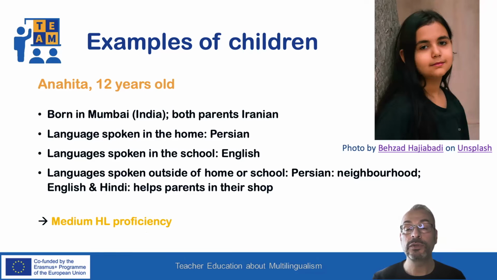Anahita is 12 years old. She was born in Mumbai, India, and both her parents are from Iran. She speaks Persian at home and goes to a school that has English as a medium of instruction. She uses Persian in the neighborhood and English and Hindi in her parents' shop. She has medium proficiency in the heritage language Persian because Persian is not being used in school and is being used in a small number of domains.